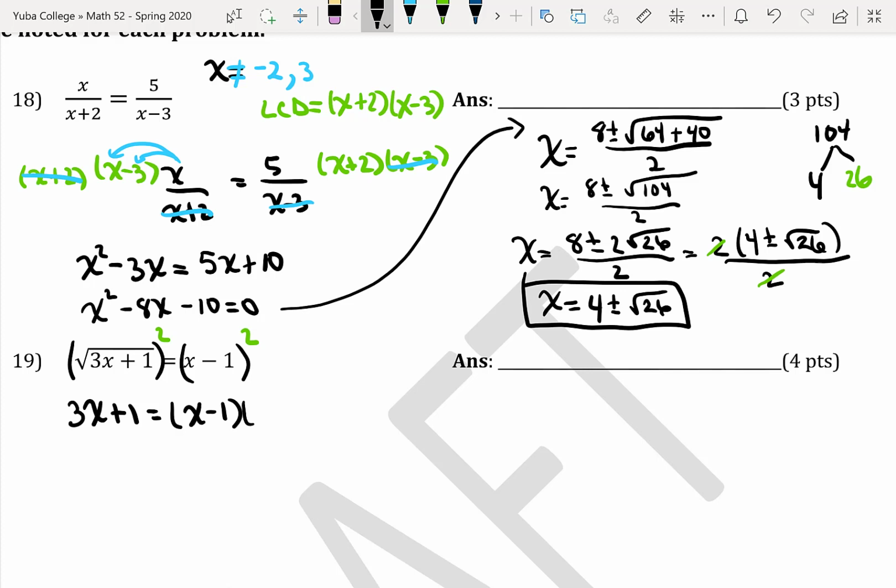I have a quadratic equation. I'm going to get everything to one side and set it equal to 0. And so if I subtract 3x on both sides, negative 2x minus 3x is minus 5x. And then subtracting 1 from 1, that cancels, equals 0.